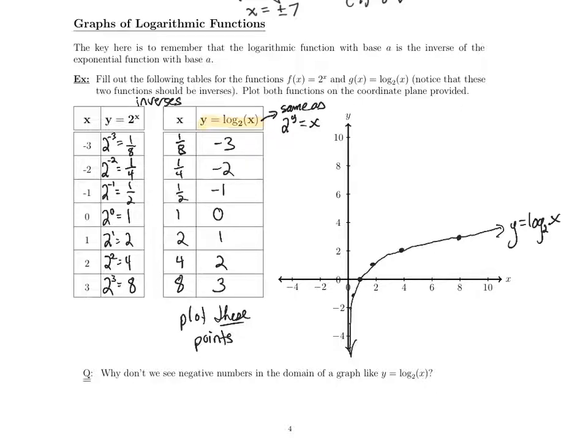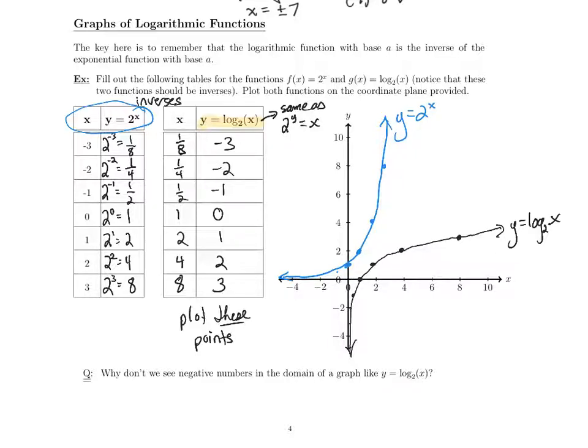So now in blue, I'd like to graph the exponential function so we can see the relationship between the two. So now I'm going to have -3, 1/8, -2, 1/4, -1, 1/2, 0, 1, 1, 2, 2, 4, and 3, 8. And that leads me to this graph, which is the graph of y equals 2 to the x.